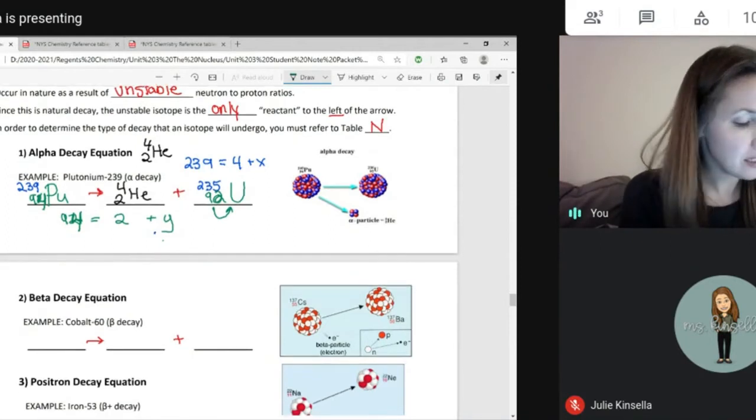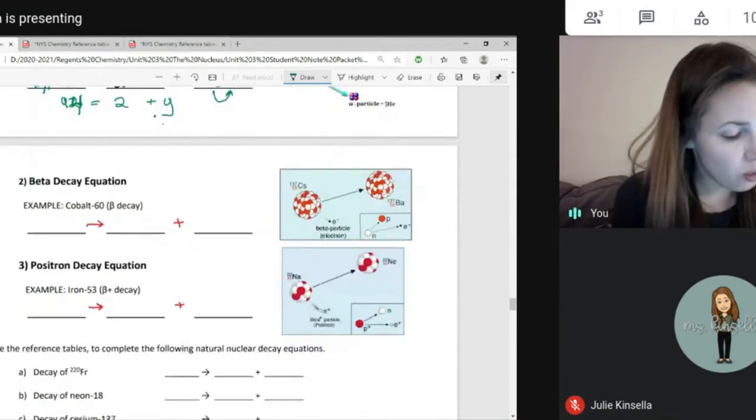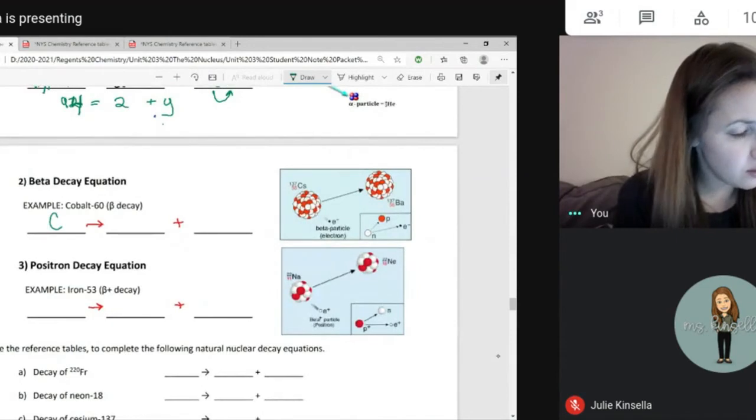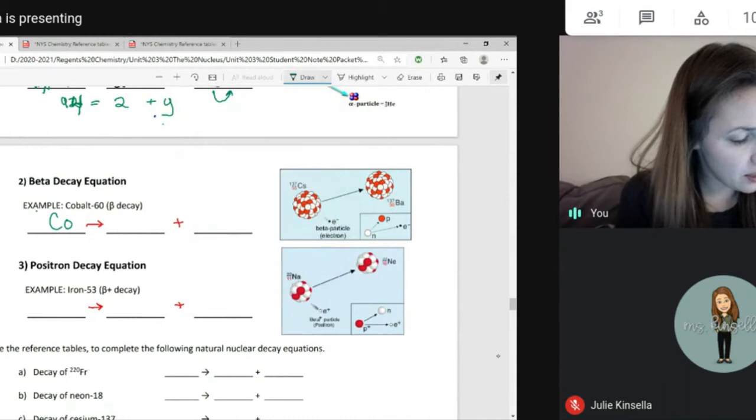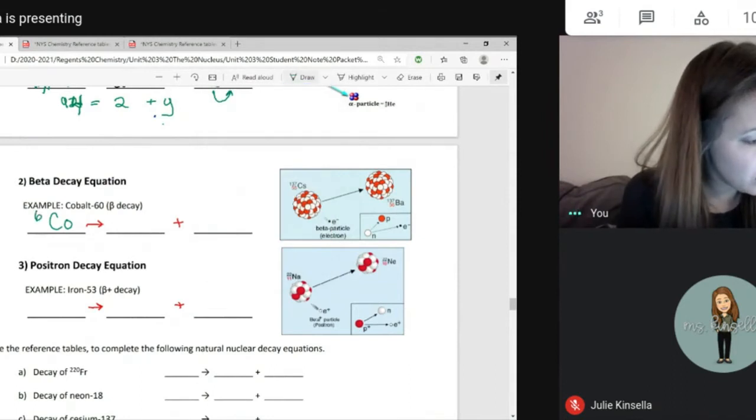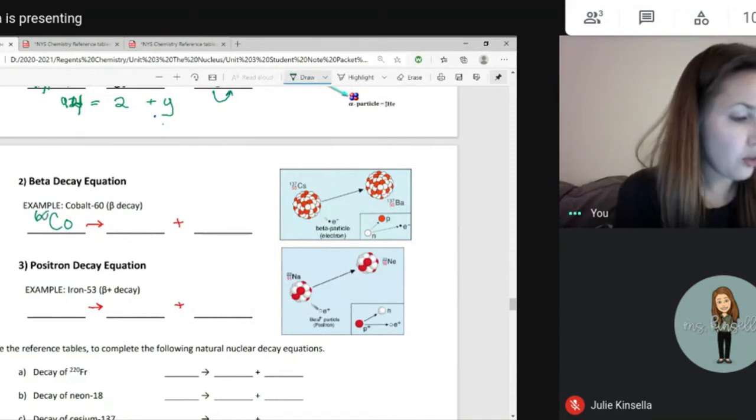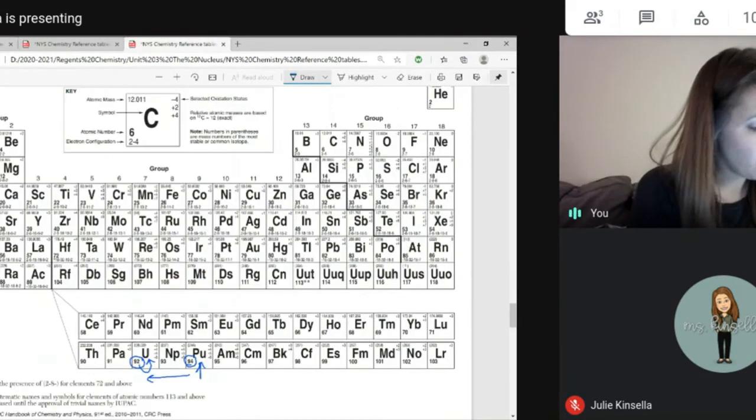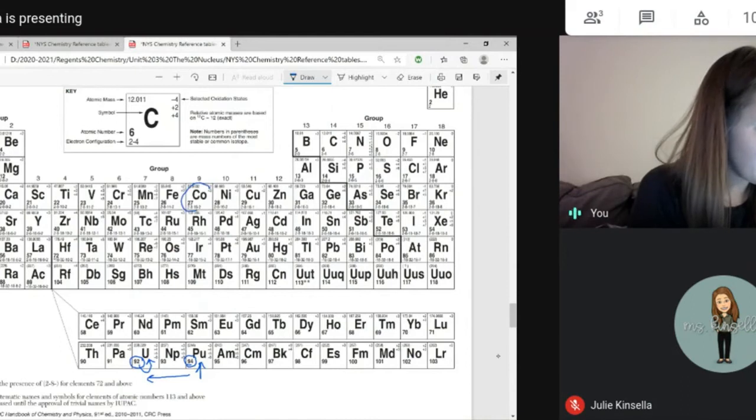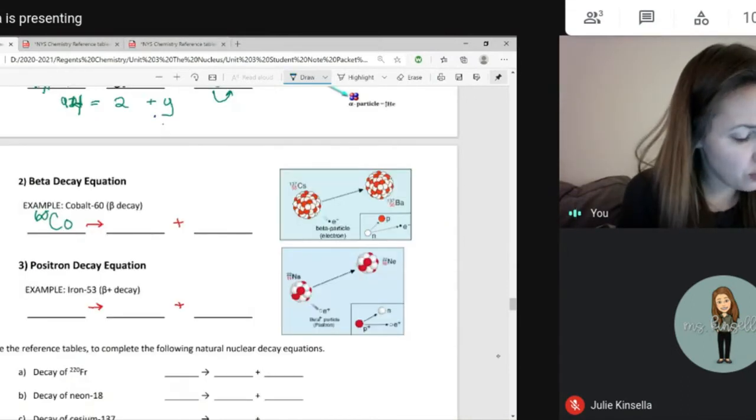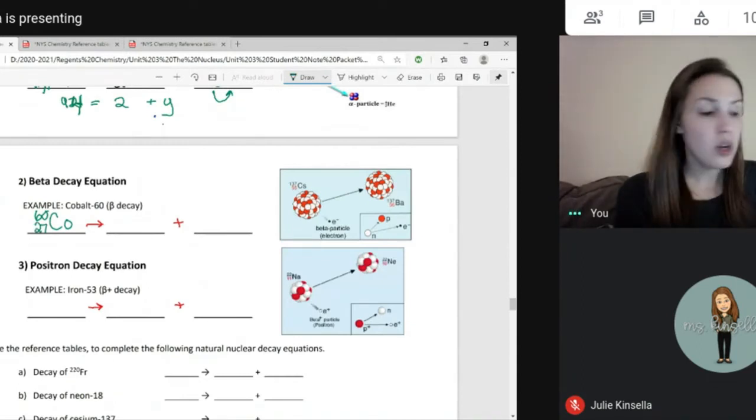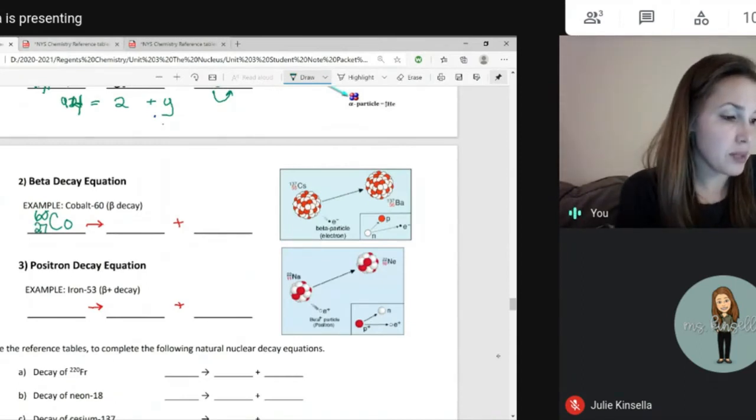All right, cobalt-60 is a beta decay. So cobalt-60 would be CO. And then I'm going to put the 60 on top for the mass number, which just for time, I'm going to keep that green. I'm going to come over to my reference tables. I'm going to find cobalt. Cobalt is up here. It has the atomic number 27. So I'm going to fill that in on the bottom. A beta decay is going to come from table O.